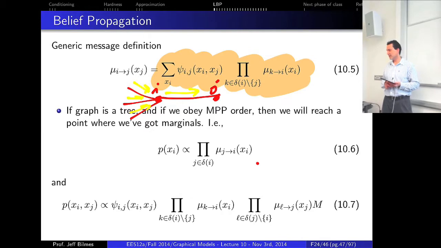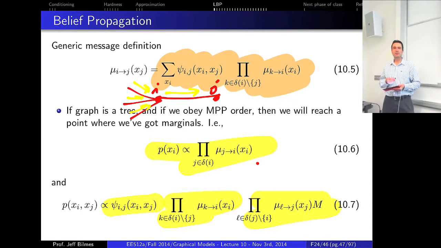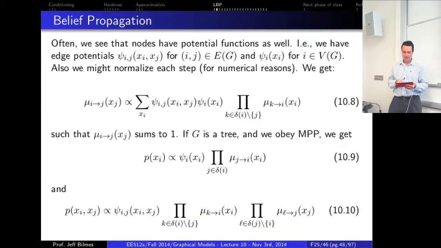And if it's the case that the graph is a tree, and we obey the message passing protocol order, then we reach a configuration where we actually have the marginals. The unary marginals are of this form, where essentially we just multiply in all messages that come into that node, and where the pairwise marginals are basically where we multiply in the two sets of messages corresponding into the nodes i and j, other than to each other, and then multiply in the original potential function there. And of course, we normalize if we want to get it locally normalized. These are all proportionality things.